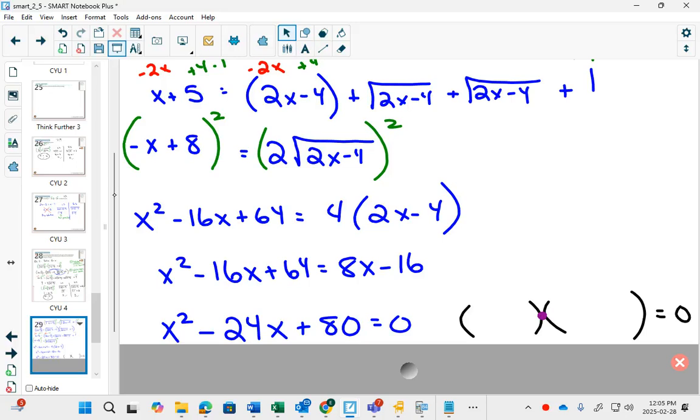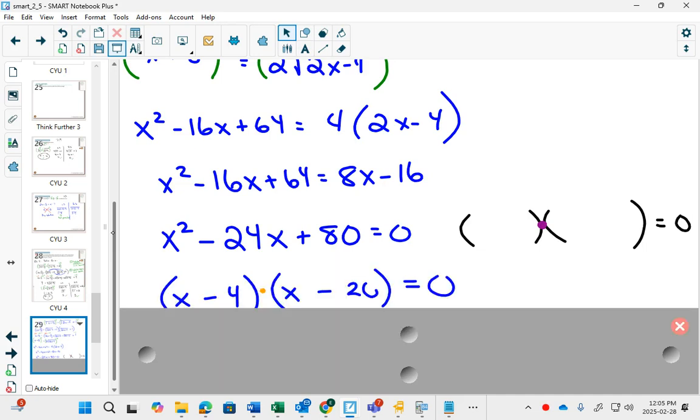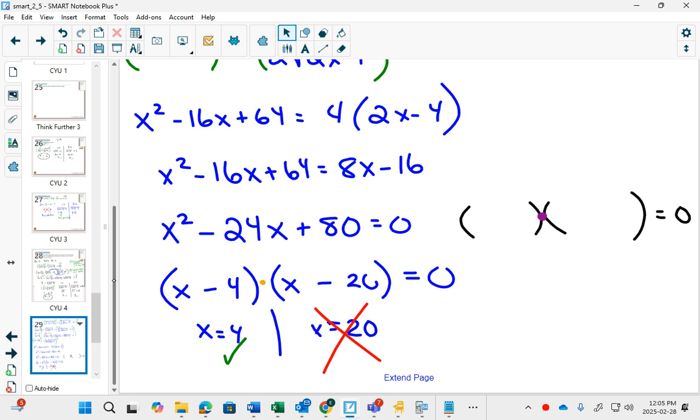So I can change this to this. Do you remember what this is called? What's the English word for changing it from this to this? Factoring. And if you factor it, you would get those 2, and if this one is 0, x is 4, and if this one is 0, x is 20, but the 20 actually doesn't work.